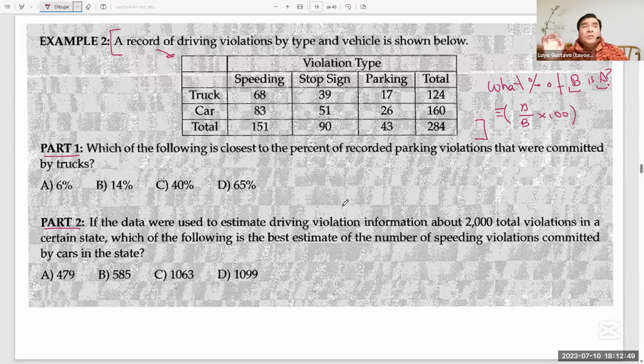Now remember, also here there is a key expression, it says closest to. It means that they're looking not for an exact value, but an approximate value, okay? An approximation is valid here.